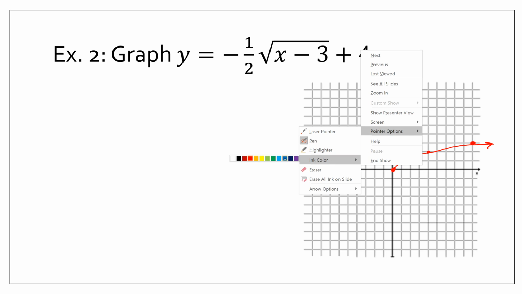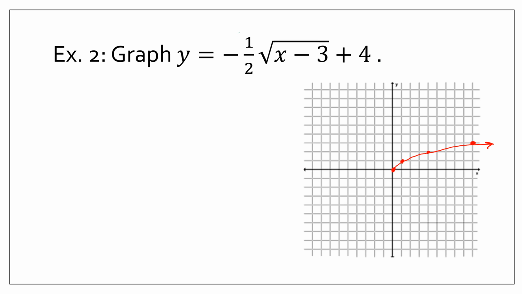If you remember, we started by graphing the stretch. This is a stretch of 1/2. The thing that's multiplying is a stretch. Also, since it's a negative, I have a vertical reflection.